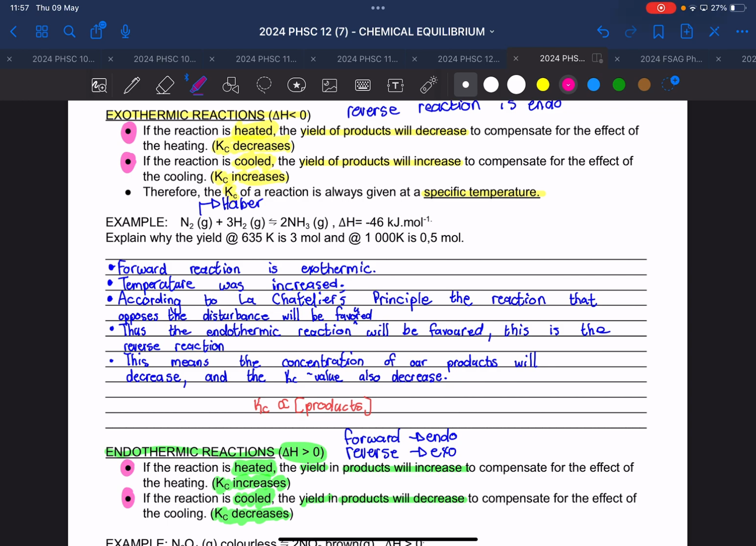So tomorrow we will finish this question and start with the effect of changing the pressure.